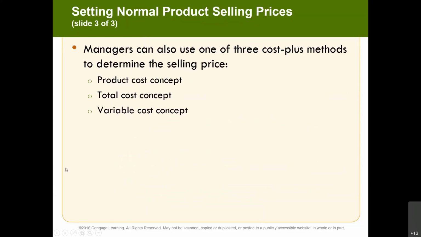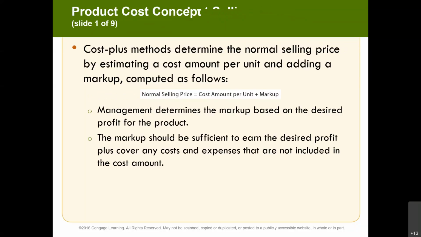Managers can also use one of three cost-plus methods to determine the selling price. There's the product cost concept, total cost concept, and variable cost concept. Let's look at cost-plus first. Cost-plus methods determine the normal selling price by estimating the cost amount per unit and then adding a markup. So what we do is we take the cost per unit and we add additional markup in.